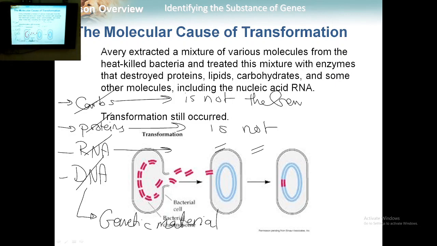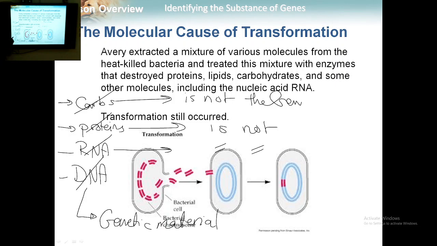So again, these experiments were done on the extracted mixture from the S strain, which is the heat-killed S strain. The mixture contains many molecules: carbohydrates, proteins, RNA, DNA, lipids, and so on. And he used many enzymes, each of them step by step. The first time, he used an enzyme that destroys the carbs. The second time, he used the enzyme that destroys the protein. Another time, he used the enzymes that destroy the RNA and the lipids, and then the DNA.